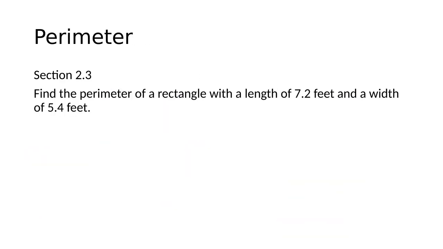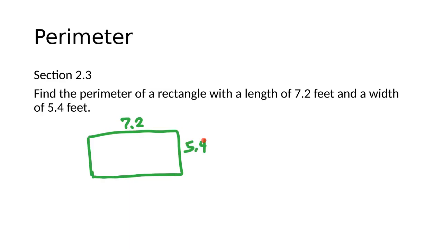Up next, find the perimeter of a rectangle with a length of 7.2 feet and a width of 5.4 feet. So we've been given this rectangle, and the length is 7.2, and the width is 5.4.